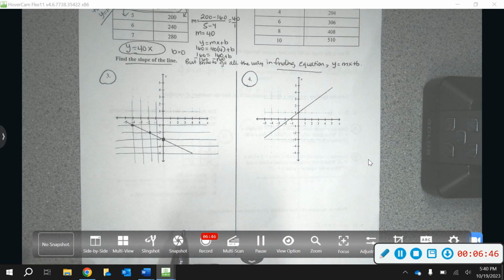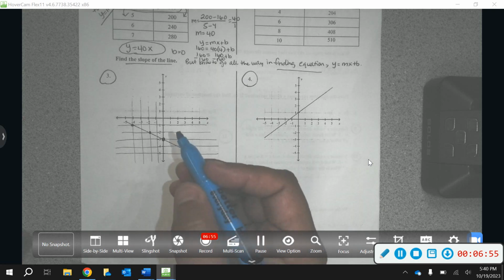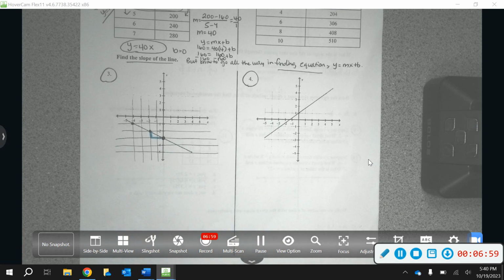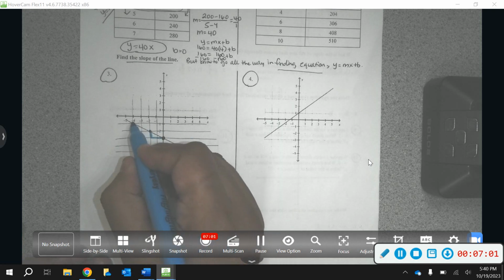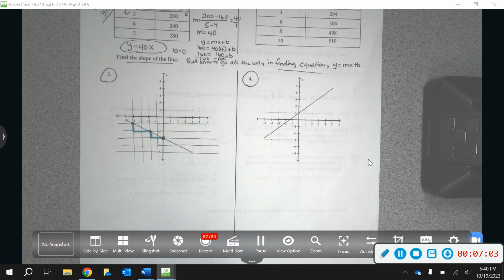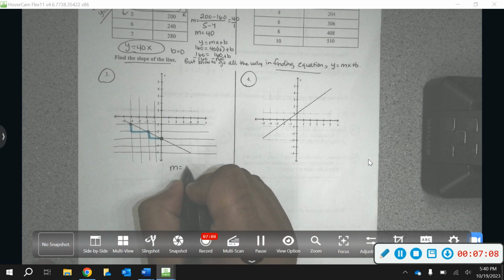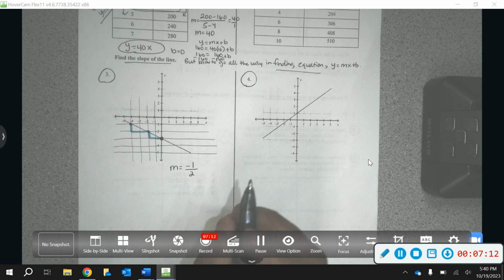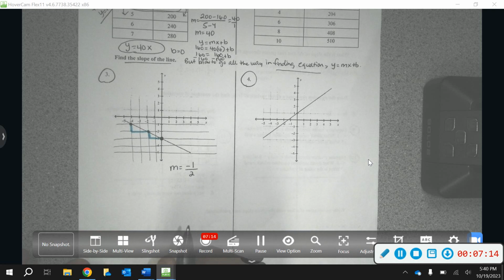So if you like to do rise over run, know that I'm going down 1 and over 2, okay? Down 1 unit over 2 units. And that's going to be -1 over 2 because you're going down 1 and to the right 2.